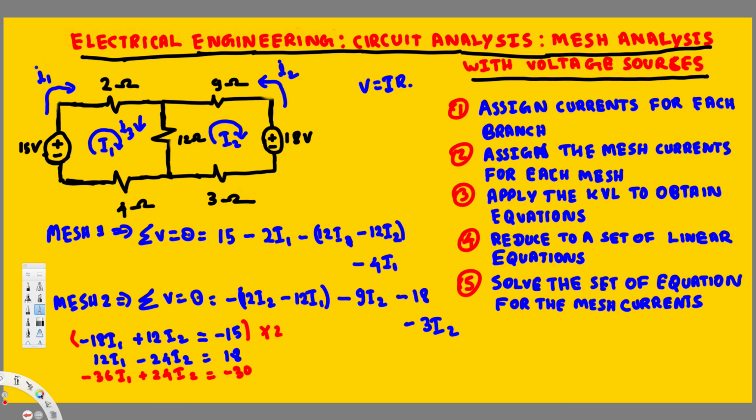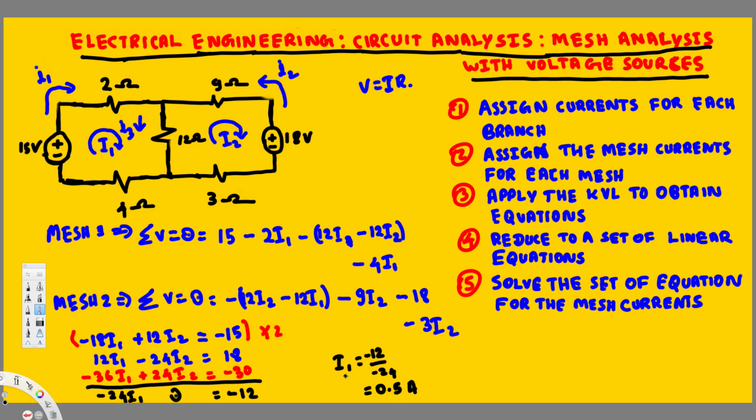And let's add them together. So here we are going to have negative 24i1, right? And this is going to be just 0, equal to 18 minus 30. 18 minus 30 is going to be minus 12, right? So minus 12. And negative 24i1 is equal to minus 12, therefore i1 is going to be equal to minus 12 over minus 24, therefore i1 is equal to 0.5 ampere, right?